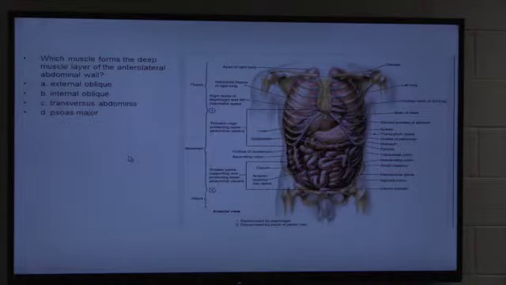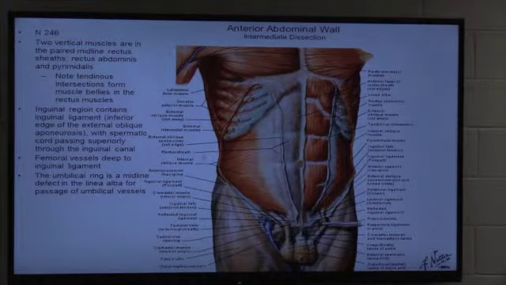Which muscle forms the deep muscle layer of the anterior abdominal lateral wall? Abdominal wall. The deep layer: external, internal, transversus, or psoas. Transversus abdominis. Okay. You have two vertical muscles. Those are the rectus muscles, rectus abdominis. Then you have three muscle layers here on the lateral side. They will form a sheath that will wrap around those two rectus abdominis muscles. Okay. Hold on. They'll wrap around those rectus abdominis muscles. That's called the rectus sheath.